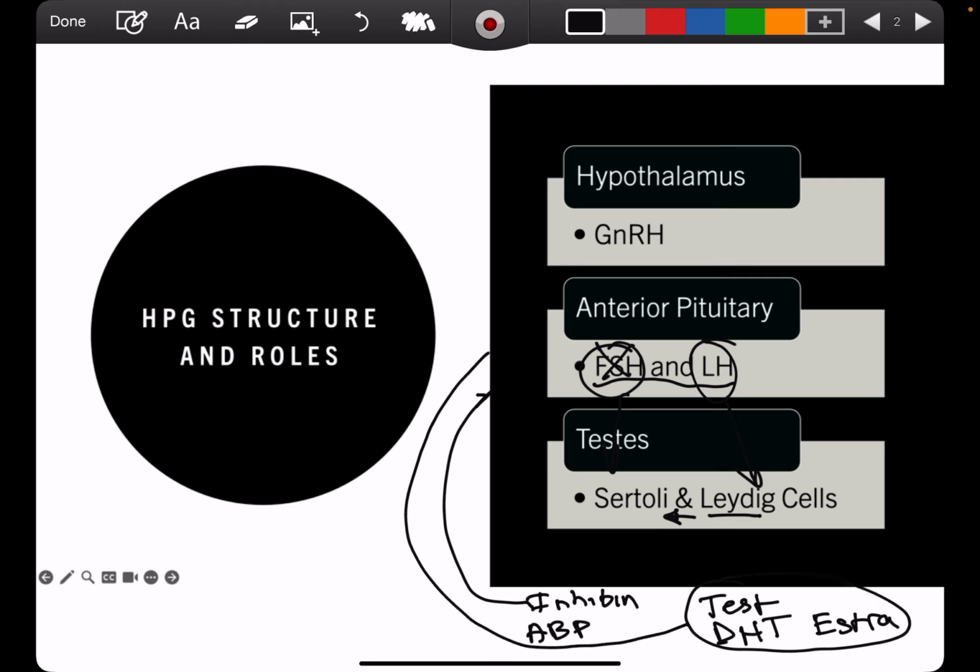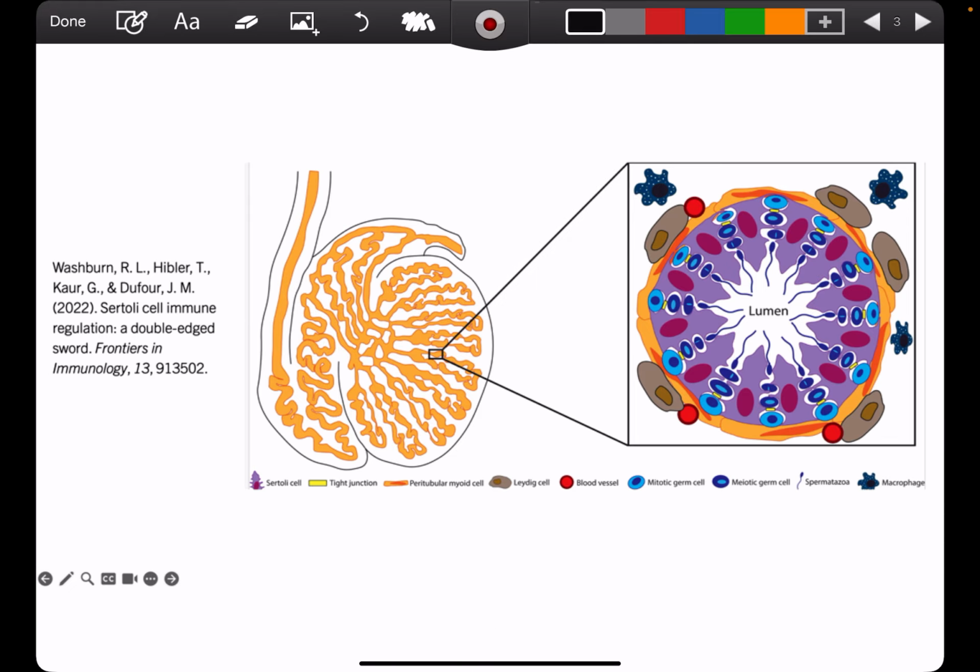The testosterone, DHT, and estradiol work their negative feedback mechanism by inhibiting the production of FSH and LH at the anterior pituitary and at the hypothalamus, inhibiting the production of GnRH. So this negative feedback mechanism is how HPG homeostasis is maintained.